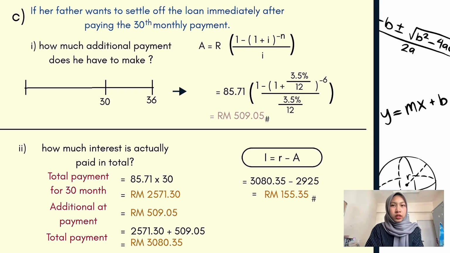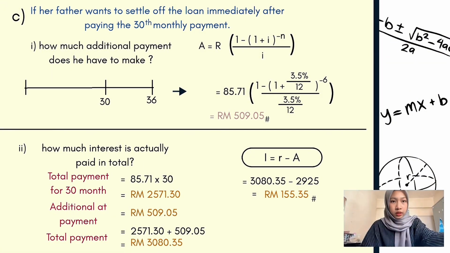Okay, so for Roman 2, how much interest is actually paid in total? So total payment for 30 months is 85.71 multiplied by 30. The answer is 2571.30 cents.